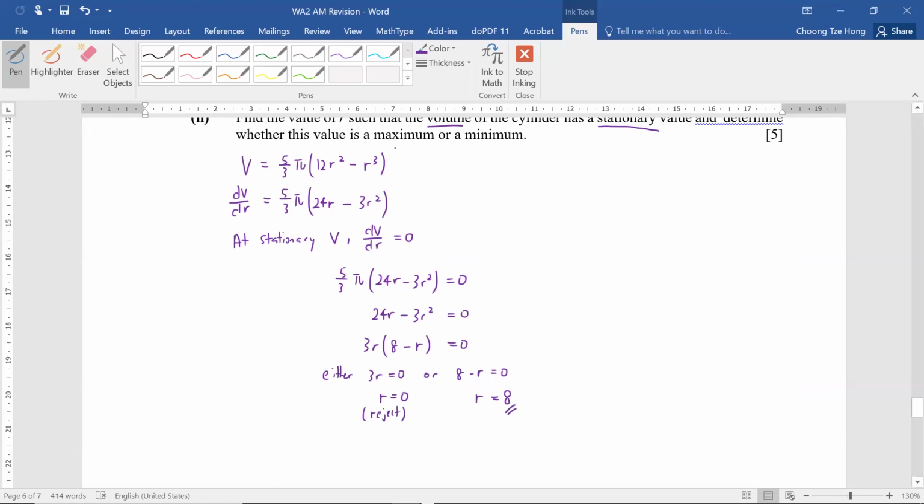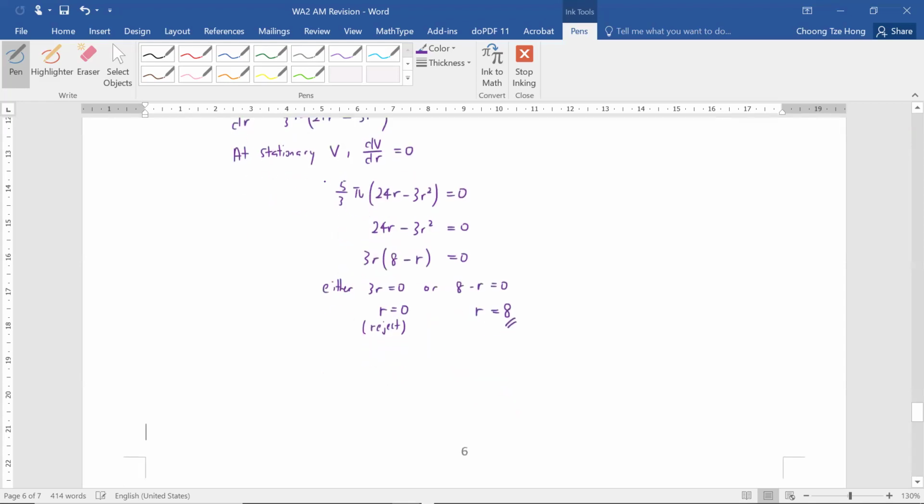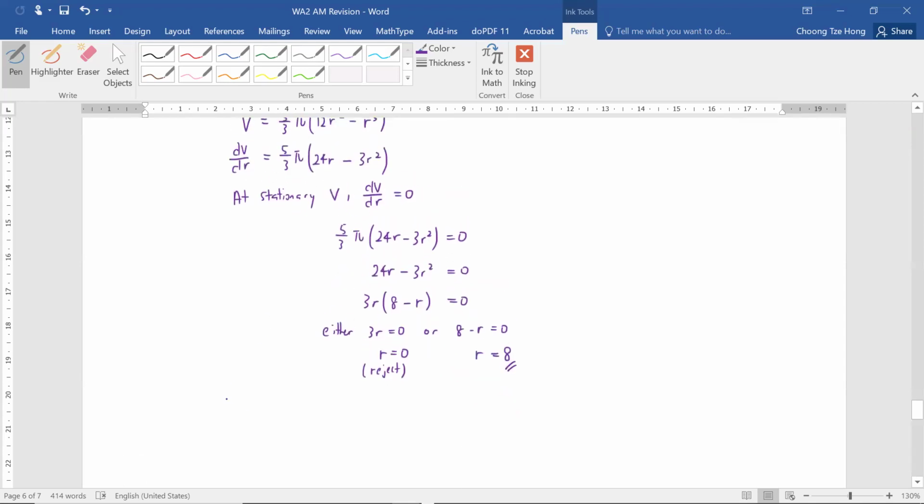Then they want us to determine whether it's maximum or minimum. For this, you will need to either use the first derivative test or the second derivative test. But if you look at this particular dV/dr, it's actually quite easy to differentiate one more time. So I think it will be better to use the second derivative test. So d2V/dr squared will be 5/3 pi, differentiating 24r, you get 24, minus differentiating 3r squared, you will get 6r. So we just sub r equal to 8 inside and do the calculation.